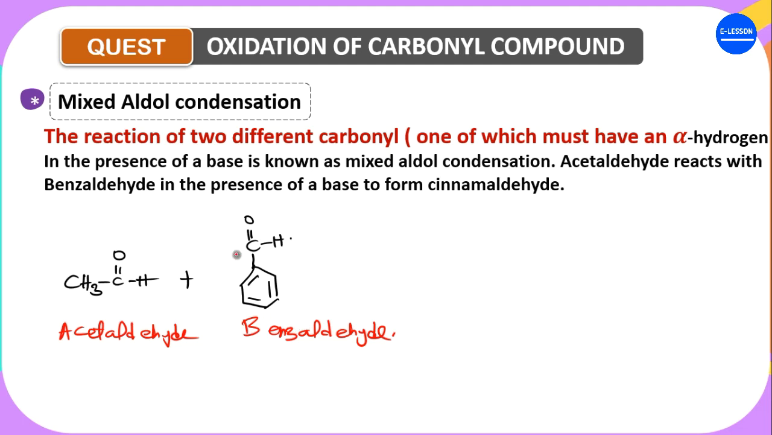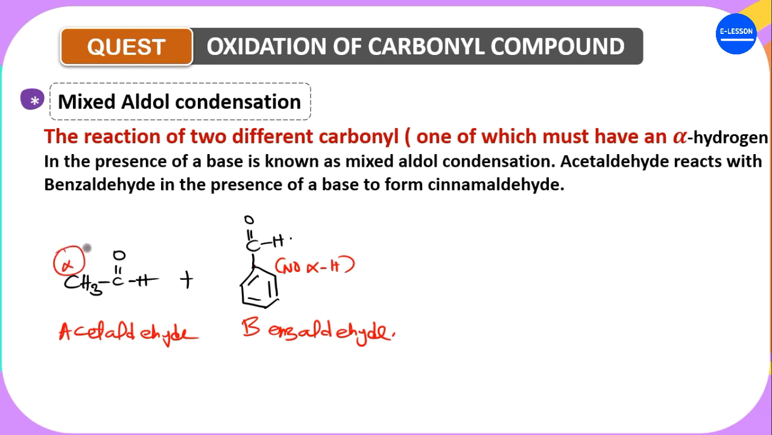Now you agree with me that benzaldehyde does not have an alpha hydrogen. Why? Because this is the carbonyl group here, right? Now this is supposed to be the alpha carbon, but this carbon has 1, 2, 3, 4 bonds. So hence this one does not have an alpha hydrogen. Are you getting it? So we can indicate here: no alpha hydrogen. However, acetaldehyde has an alpha hydrogen. This is the alpha hydrogen here.